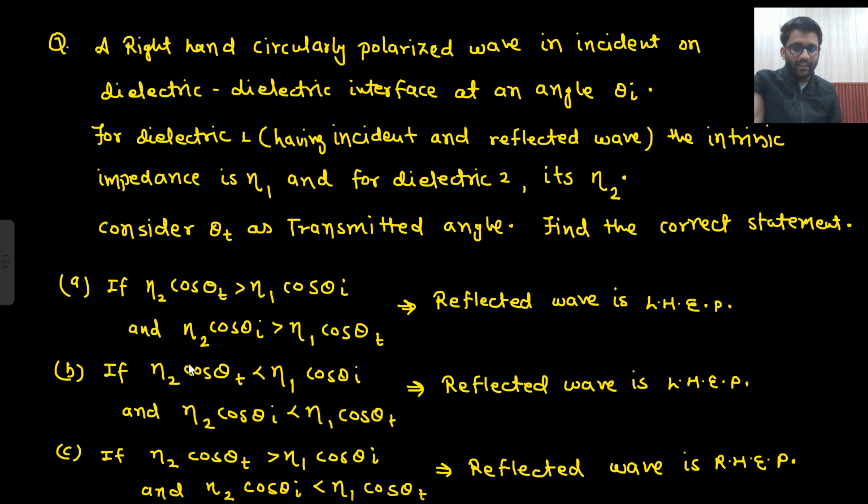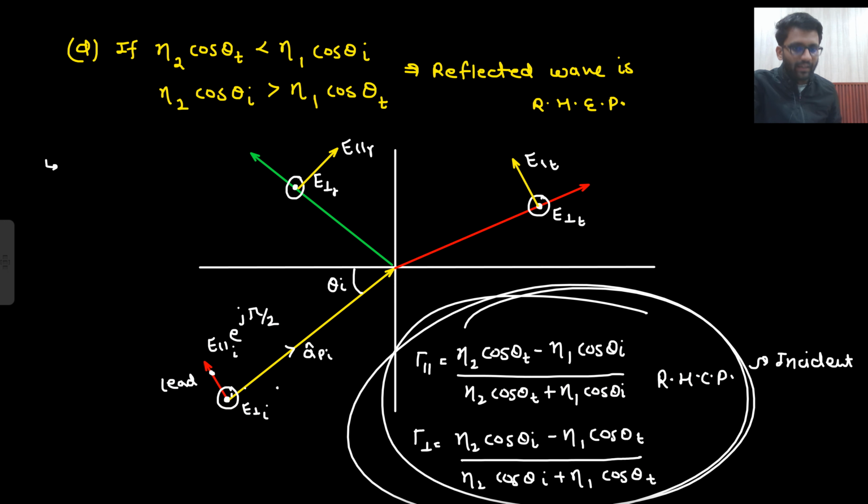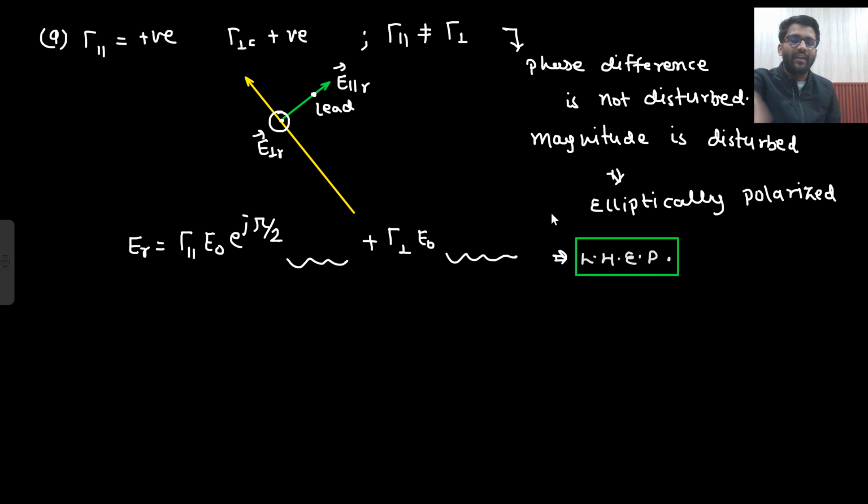So this is the setup we have assumed for these formulas. For the given condition, if I put it in this formula, I get to know that these are positive. That means my reflected electric field is not changing in direction, neither for parallel nor for perpendicular. So since they are not changing direction, from right hand circularly polarized we are getting left hand elliptically polarized.